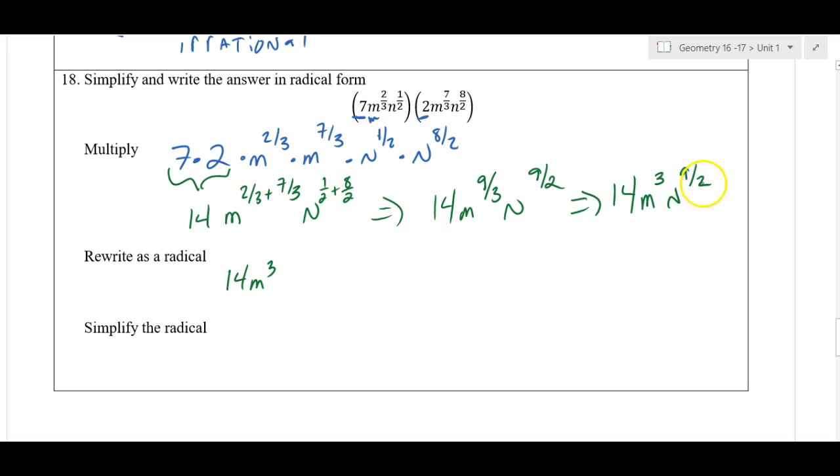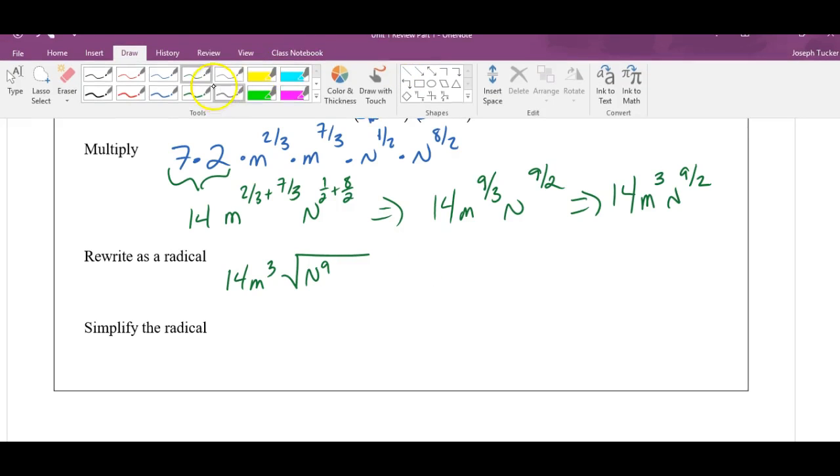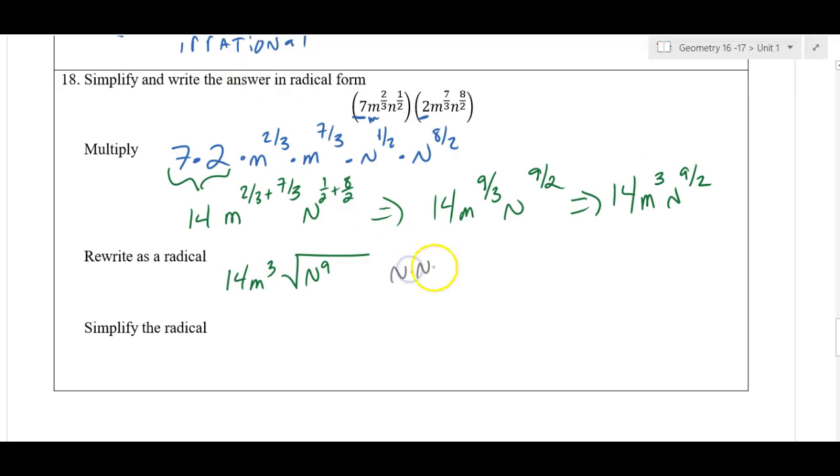n to the 9/2 is a rational exponent, so I should rewrite that: the 2 becomes the square root of n to the 9th. And I should simplify this, because if I'm looking for the square root of n to the 9th, I should rewrite it as n times n times n times n, nine of them. Okay? And we're grouping them since it's a square root, in 2s. So 1, 2, 3, 4. So I have 4 groups, 4 pairs of n's, with 1 remaining.